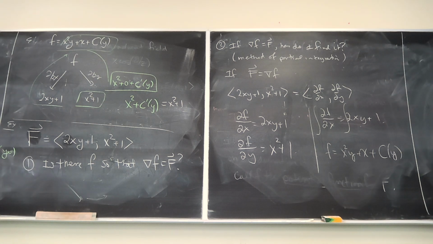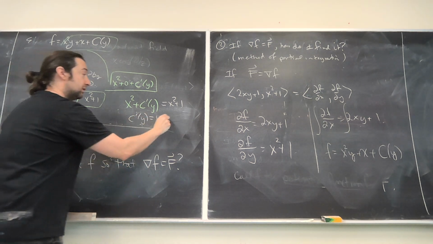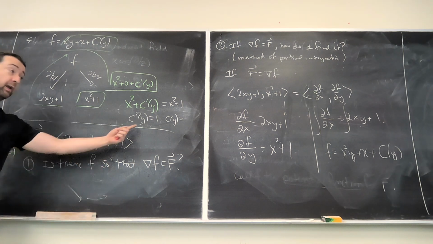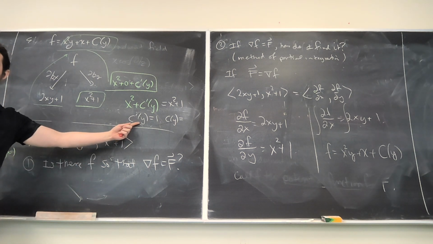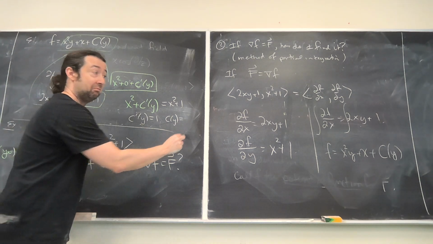What's c prime of y equal to? 1. c prime of y is 1. So what's c of y? This is just a regular integral now, right? It's just a function of y. So if I integrate it with respect to y, I get y plus c.